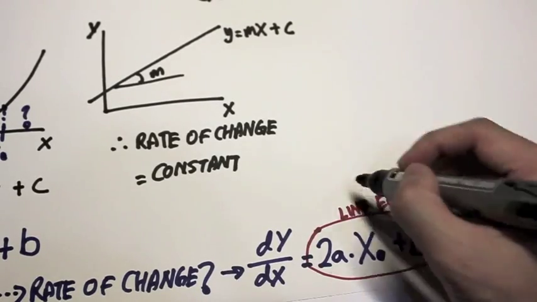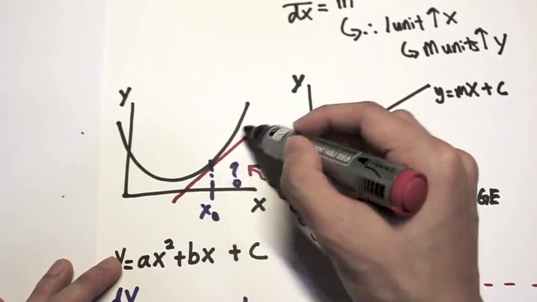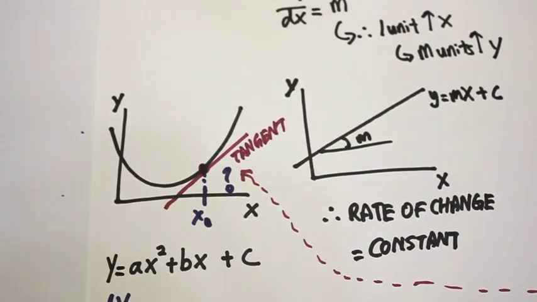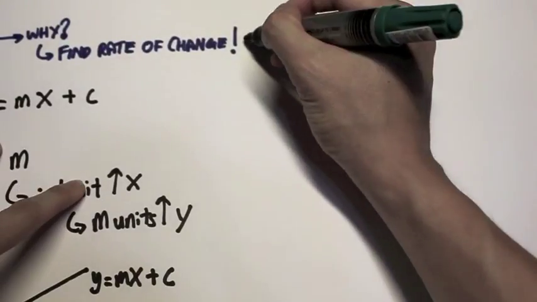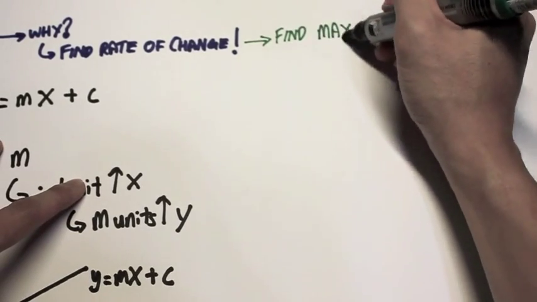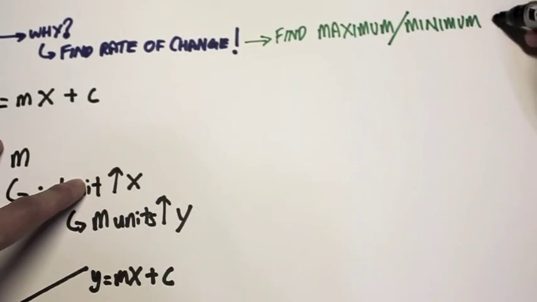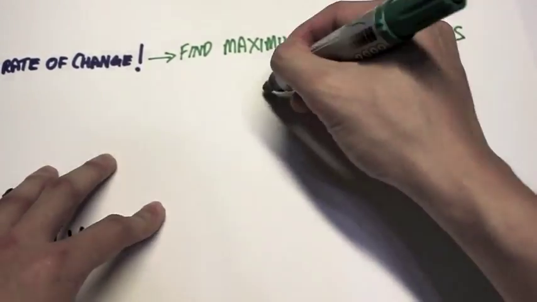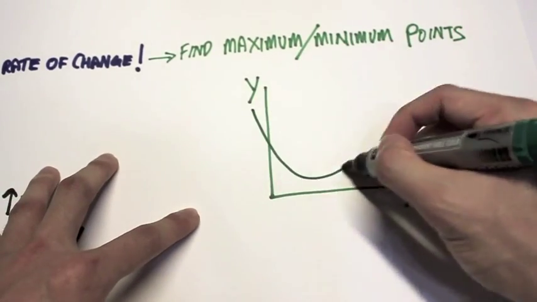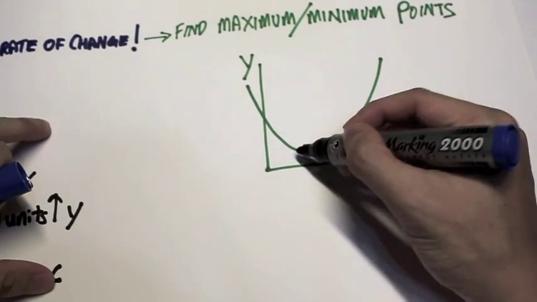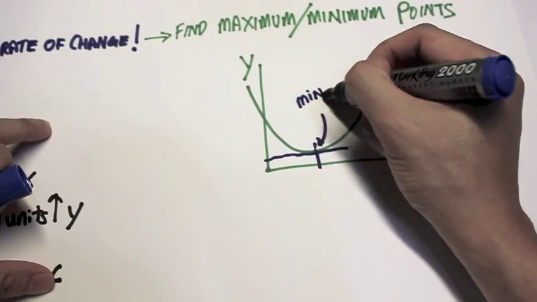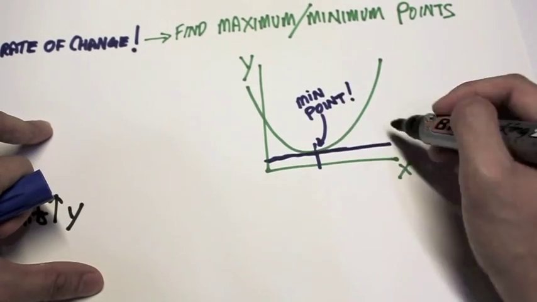More interestingly, this is actually the equation of the line that is tangent to that particular point. So that's what we call the tangent line. And the next reason why we want to do differentiation is also to find out the maximum and minimum points of a curve. So take for example a U-shaped curve that looks like that.